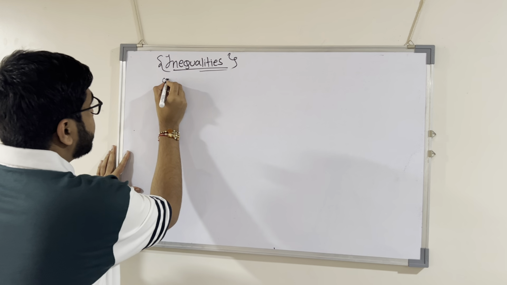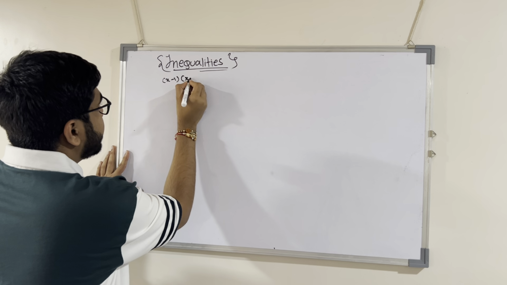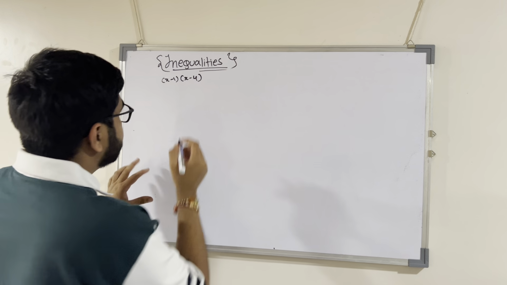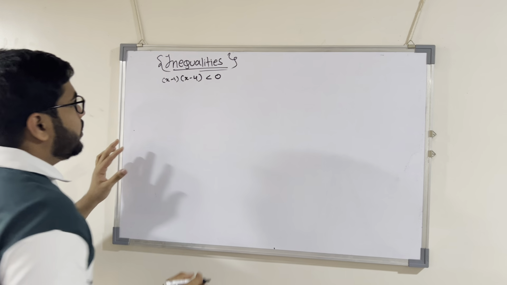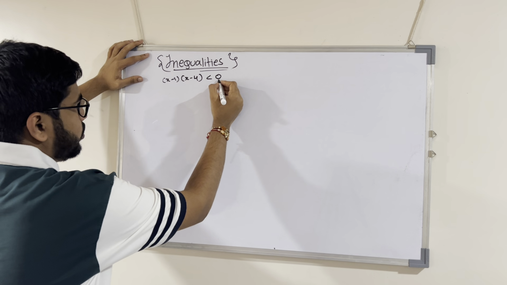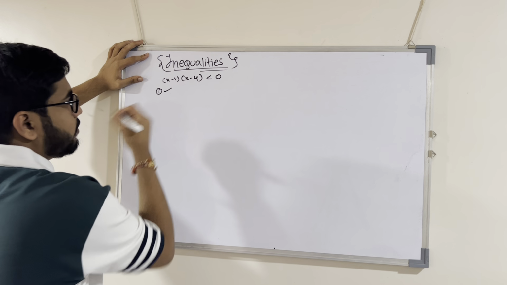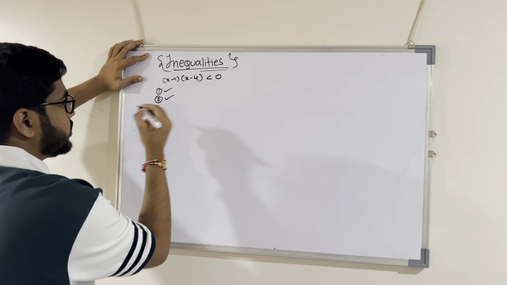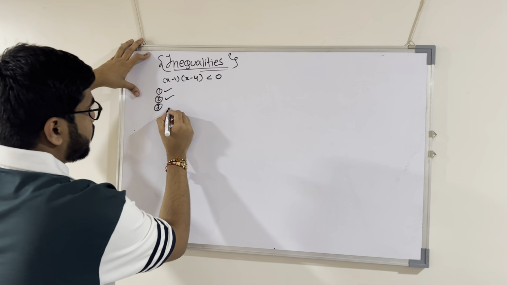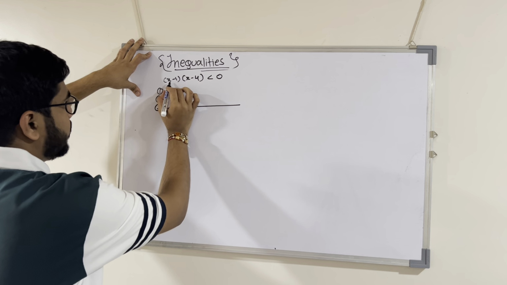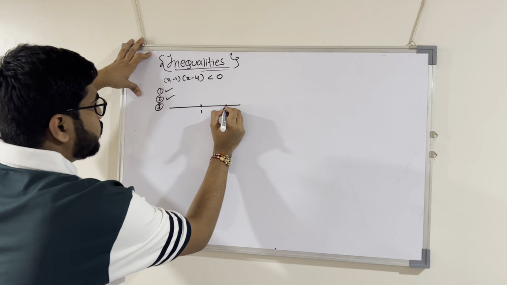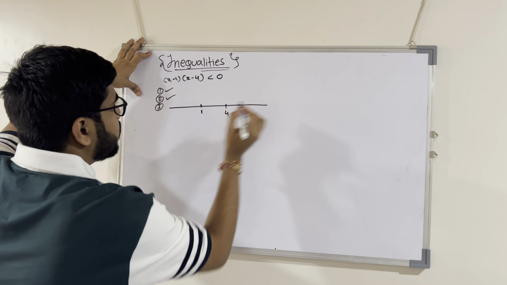Okay, (x minus 1)(x minus 4) is less than 0, right? Now what does our rule say? RHS is 0, rule number 1 satisfied. Second rule says coefficient of x is positive, rule number 2 satisfied. What does rule number 3 say? Plot zeros on a number line. What is the 0 of this? 1. What is the 0 of this? 4.